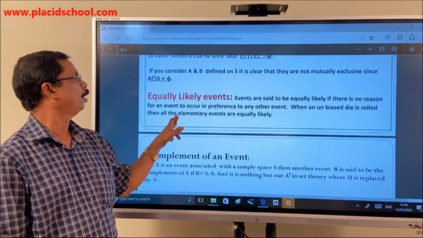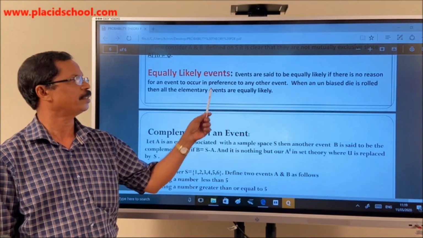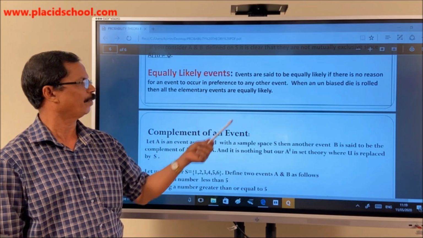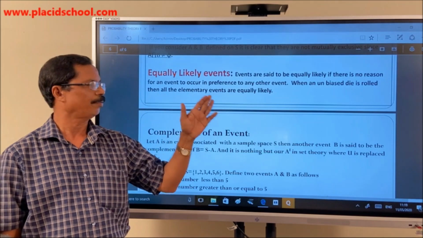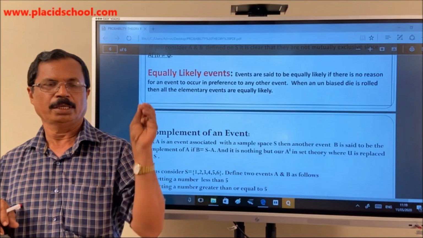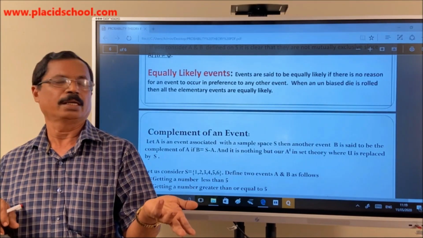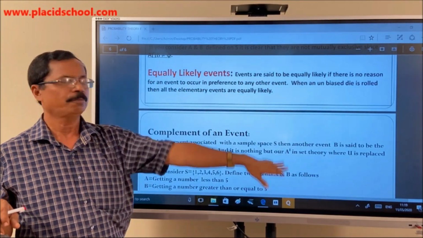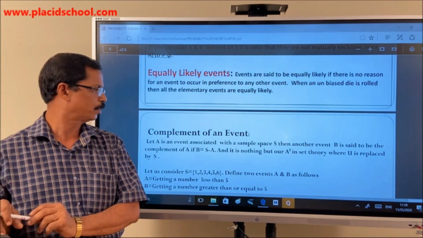Mutually exclusive. Now we come to equally likely events. Events are said to be equally likely if there is no reason for an event to occur in preference to any other event. When an unbiased die is rolled, all the elementary events are equally likely. Or in simple words, each one gets an equal chance. When a die is thrown, there are 6 outcomes. All outcomes are equally likely. That is the reason. The main point is there is no reason for an event to occur in preference to any other event. These are equally likely events.